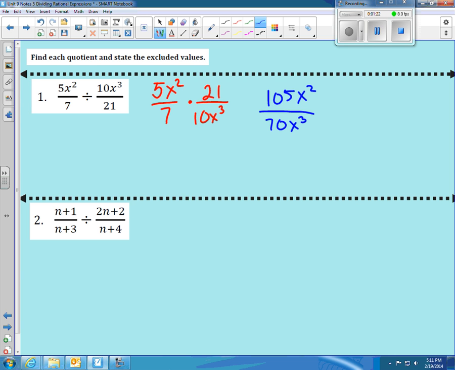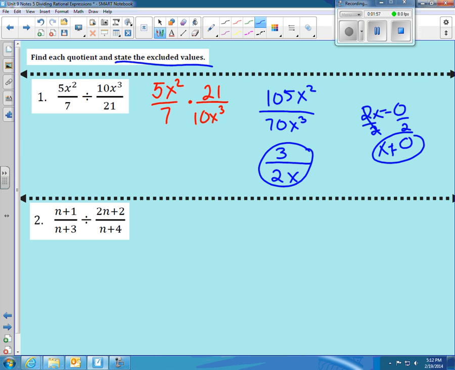5 is going to go into both 105 and into 70. Can we go bigger than that? I think we can. Let's try 35. Yeah, 35 goes into 105 3 times and into 70 twice. Now look at it. Which one has more x's, the top or the bottom? The bottom does, by 1. And then don't forget our direction says to state the excluded values. So we're thinking 2x equals 0. Divide by 2, so x equals 0, and then we say x cannot equal 0. So don't forget, both parts of these are the solution.